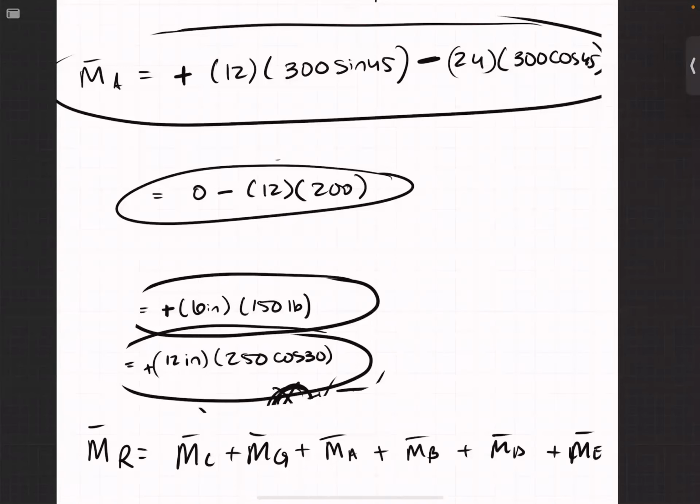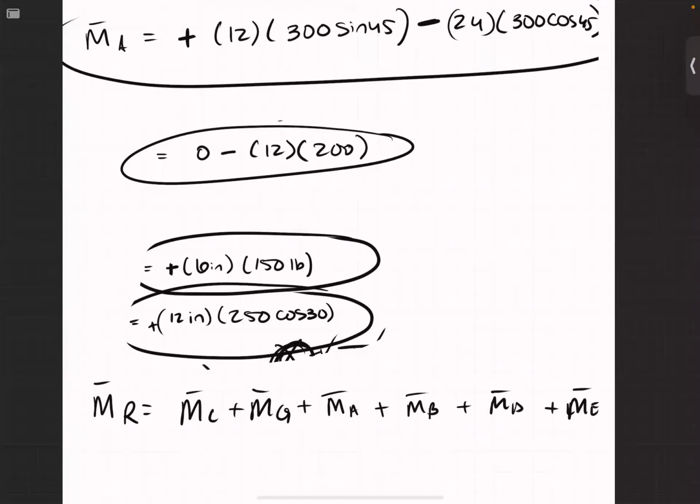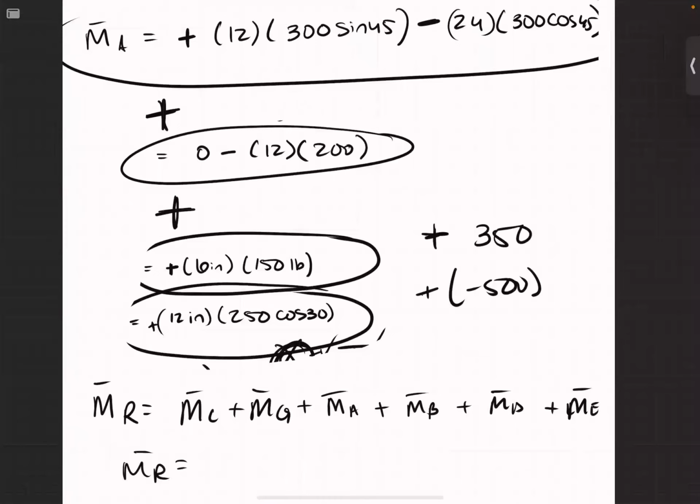This is also, no, this is good, okay. Adding all of these together, plus the 350, plus the negative 500, your resultant moment is negative 1,597.44 pounds inches.